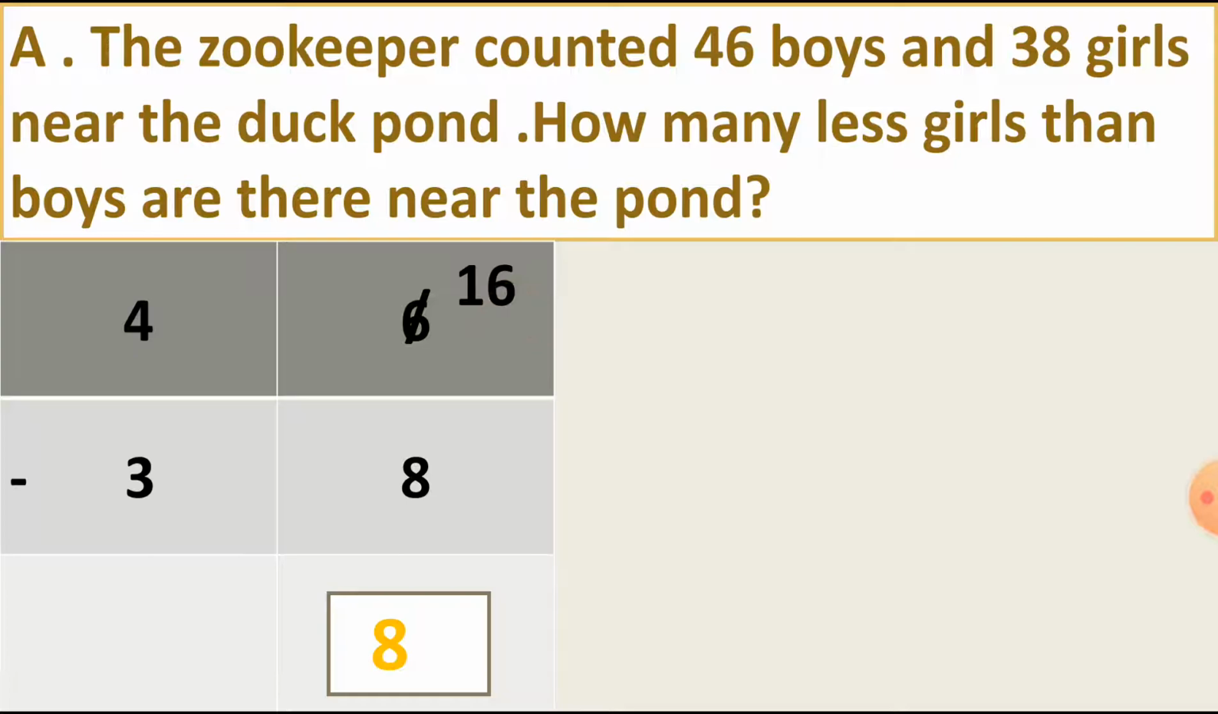Now this ones column is complete. So let's move to the tens column now. So we are taking 10 from it. So we have to cut a 1 from this 4.